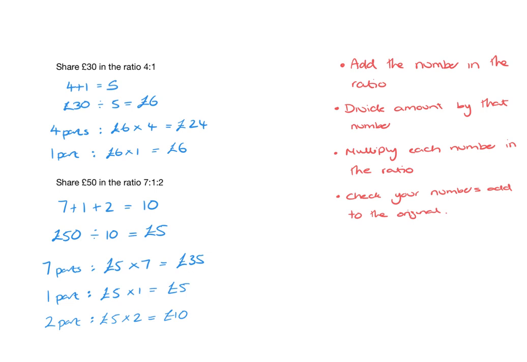So I've got the numbers 35, 5 and 10. If I add them together, they do equal 50, which is the original amount.